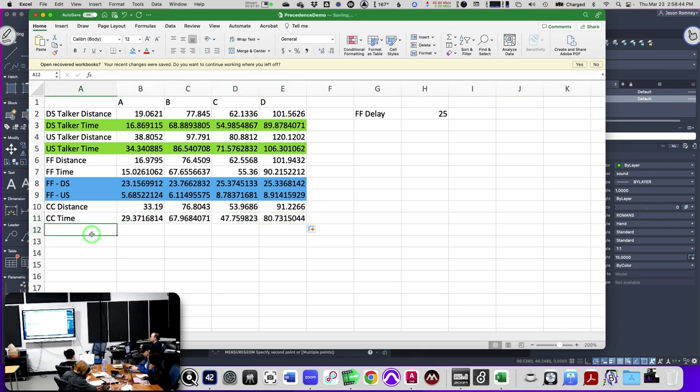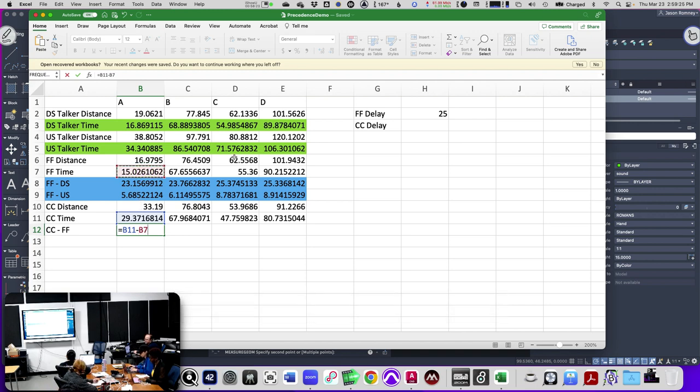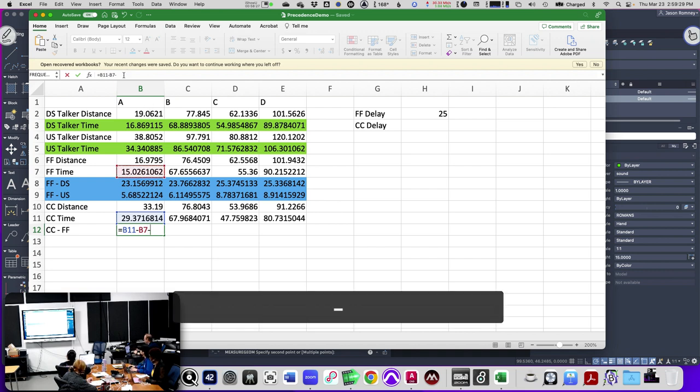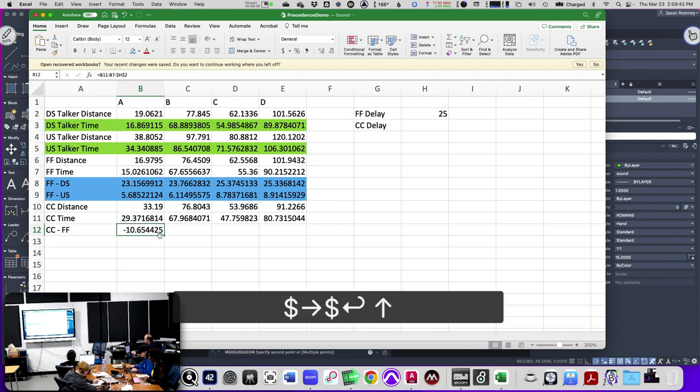All right. So now I have to image this to the front fill. So this is going to be center cluster minus front fill. And I'm going to probably have to delay that center cluster, so center cluster delay will go here. So this is going to be center cluster time minus front fill time. But the front fill has been delayed, hasn't it? So I need to also subtract the front fill delay. Okay? And I will go ahead and make sure it doesn't change that delay value. So I'll drag this over now.